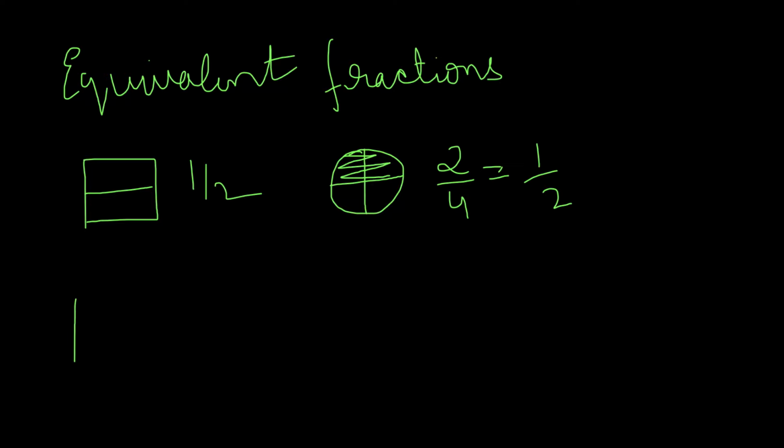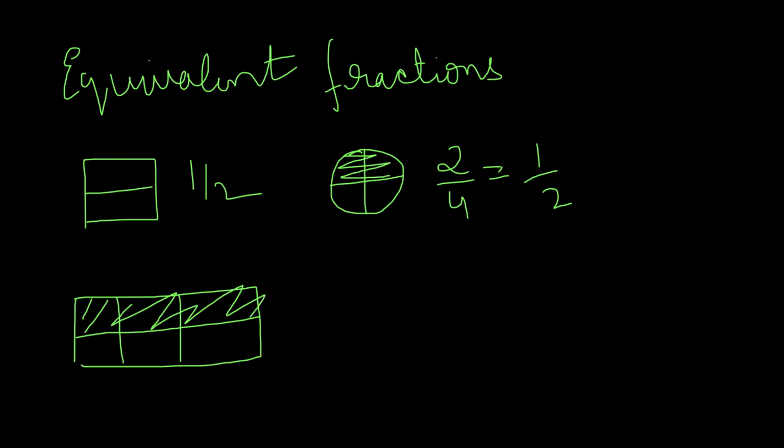Now, if you have a square or a rectangle and you divide it into 6 equal parts, and I ask you to represent 3 parts, the shaded part, it would be 3 upon 6, and if you simplify this, it would be 1 upon 2. So equivalent fractions are those fractions that on simplification give you the same value.